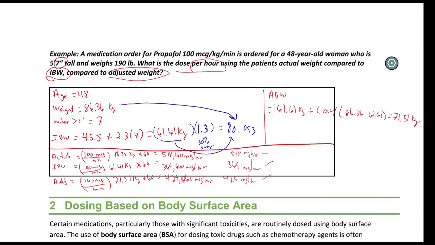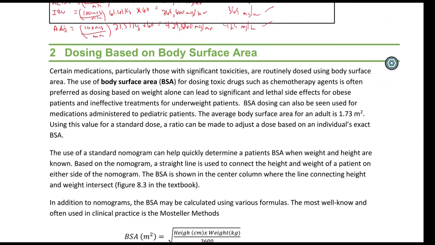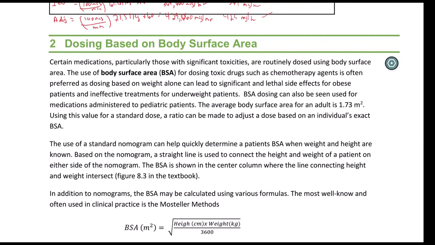Okay, now we did dosing, as you can see, based on weight. There's also dosing that is sometimes based on body surface area.